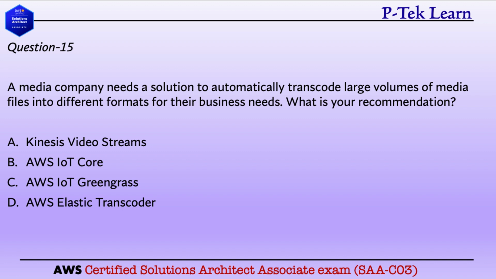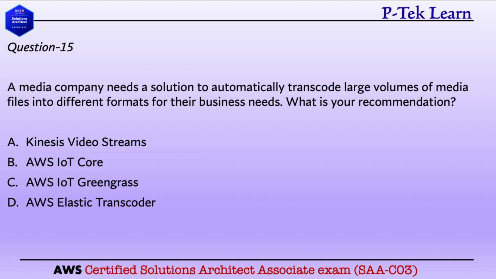Option B. This is also incorrect because AWS IoT Core provides communication and management capabilities for IoT devices. So that is not suitable for this requirement. Option C, IoT Greengrass. This is also not an appropriate solution for this requirement because IoT Greengrass extends IoT functionality to edge devices, allowing local processing and secure communication between the devices.